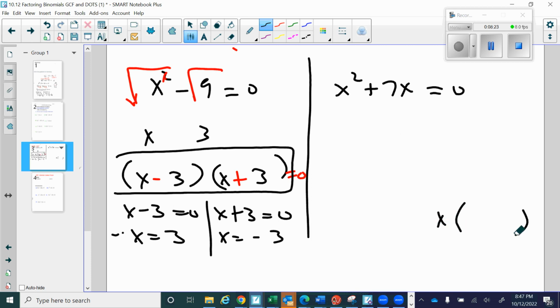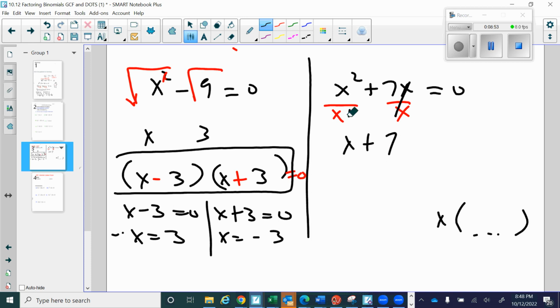X squared divided by x is x. And 7x divided by x is 7. That goes away. And remember, this is a 1. When you divide with exponents, you subtract. 2 minus 1 is 1, which gives you x to the 1 power, or just x. And so the other factor is x plus 7, and that goes inside here, x plus 7, and that is equal to 0.